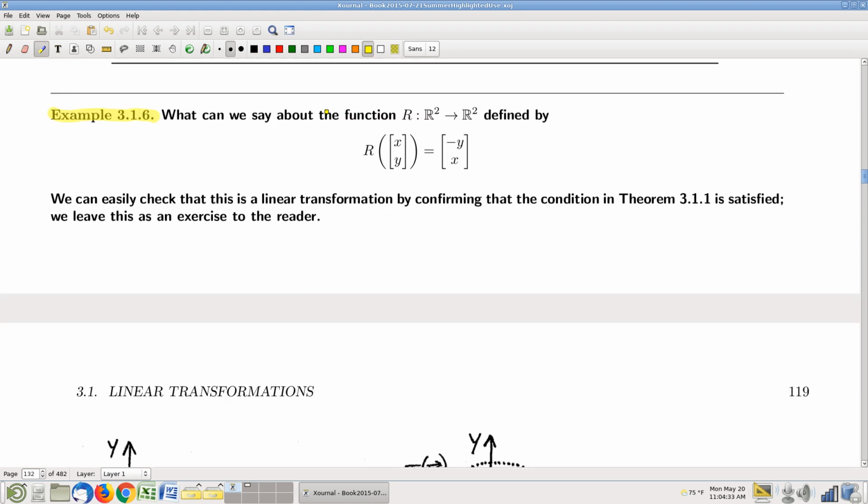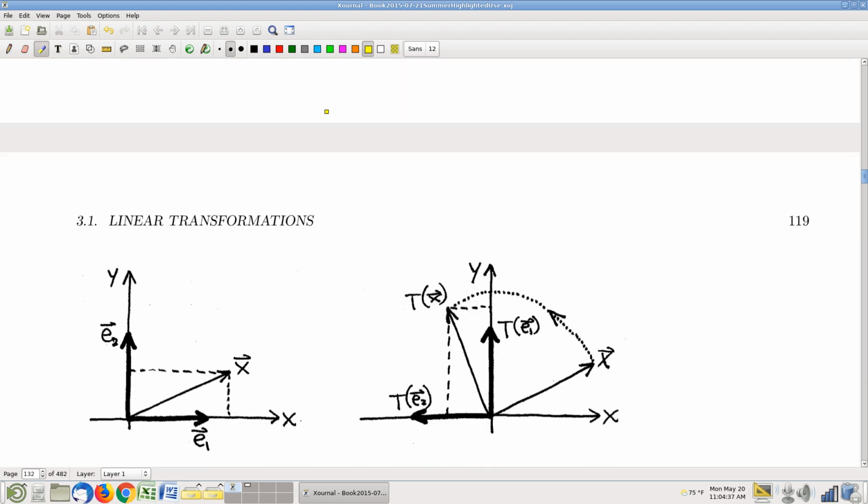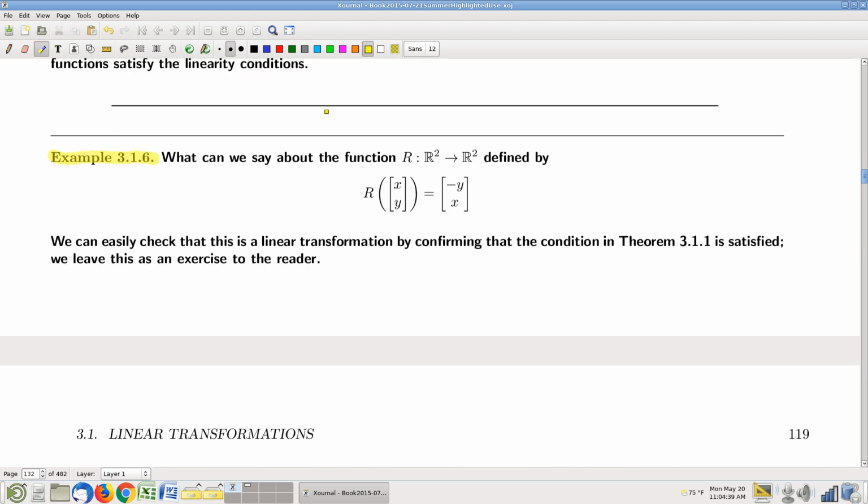Here's a nice one. Let's see, do I have a... Yeah, here we go. Let's look at this function right here. This is a rotation, I claim. It doesn't look like it. But this is a rotation in R2.